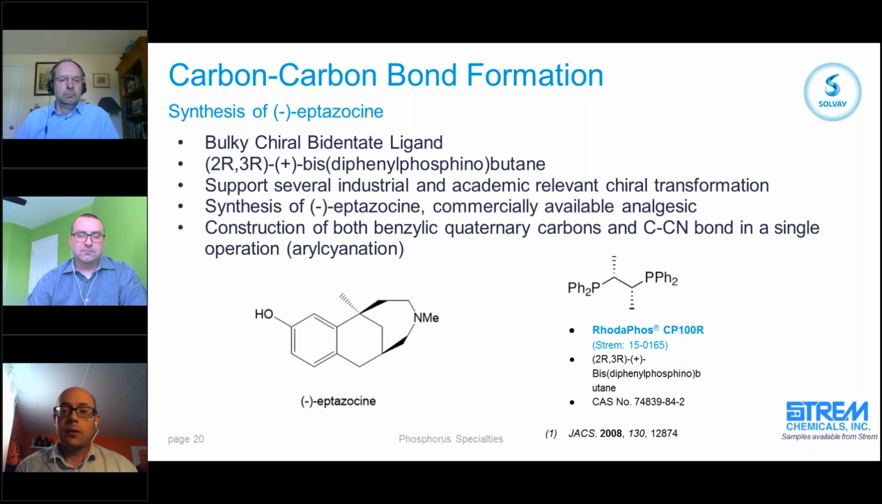Carbon-carbon bond formation itself is obviously a critical aspect in a lot of pharmaceutical applications, particularly when you're putting in a chiral system. The example we're going to talk about here is the synthesis of eptazocine, which is a commercially available analgesic. Particularly important to this is when you're making this molecule, you're generating a chiral quaternary carbon at the top of the molecule here. Just go to the next slide.